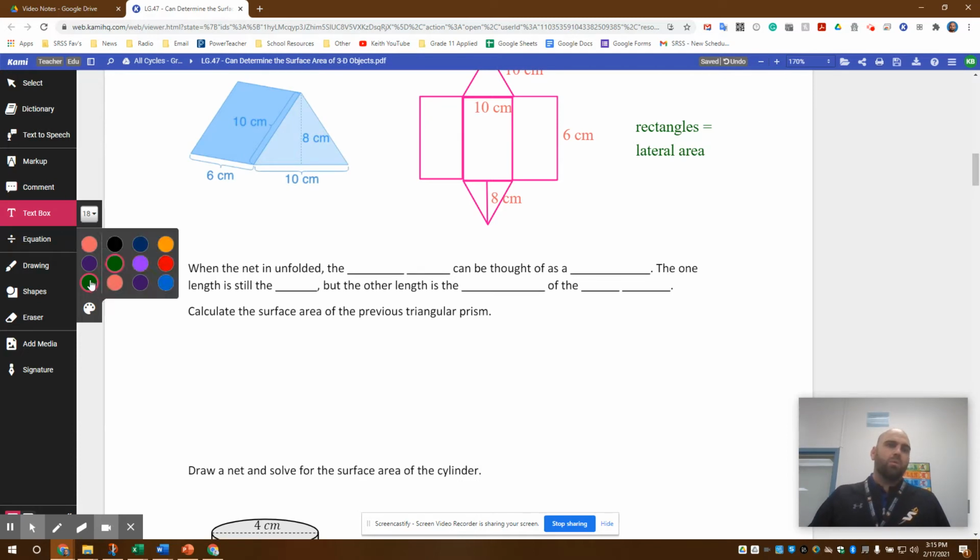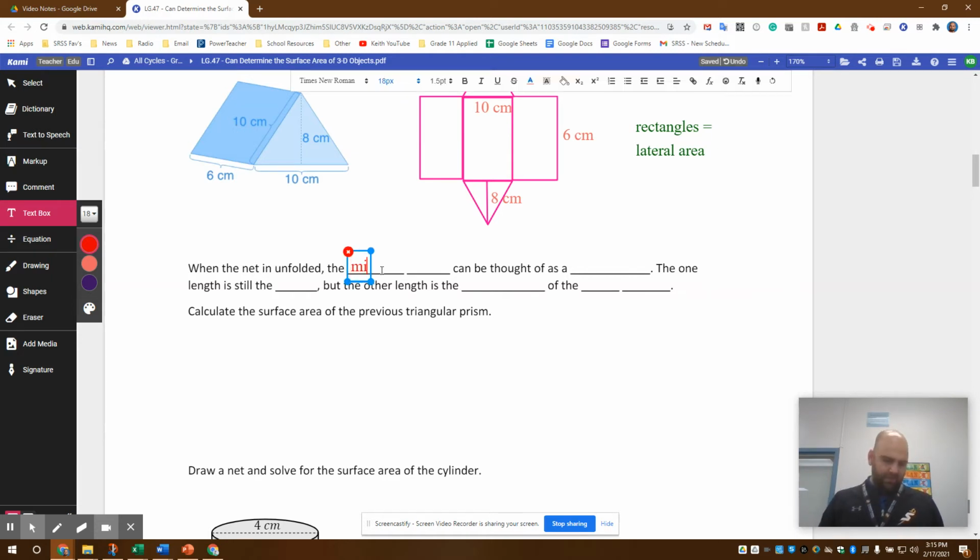Now, when the net is unfolded, the middle sides can be thought of as a rectangle, and this is a little bit of what I've been talking about over the course of the last few examples. Okay, it can be thought of as a rectangle, right? So these rectangles are actually one large rectangle altogether. The one length is still the same. In this case here, it'd be 6 centimeters. We're going to keep that exactly the same.